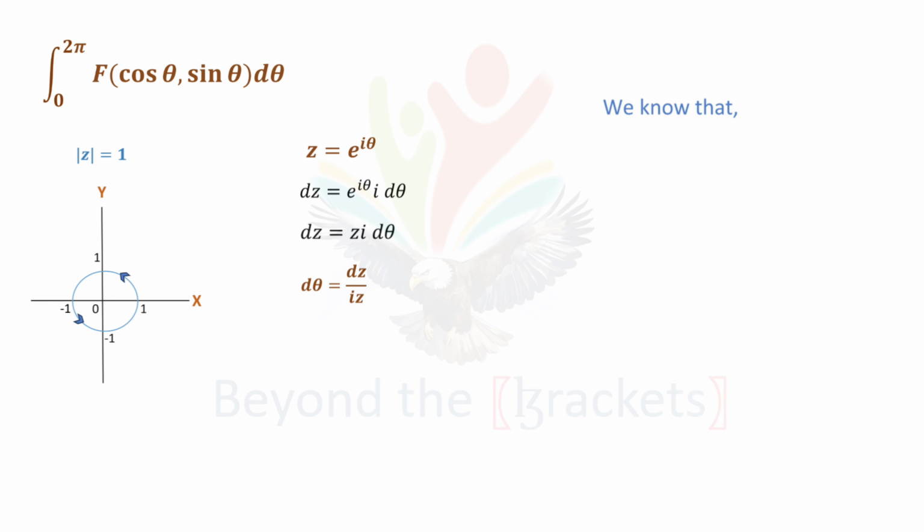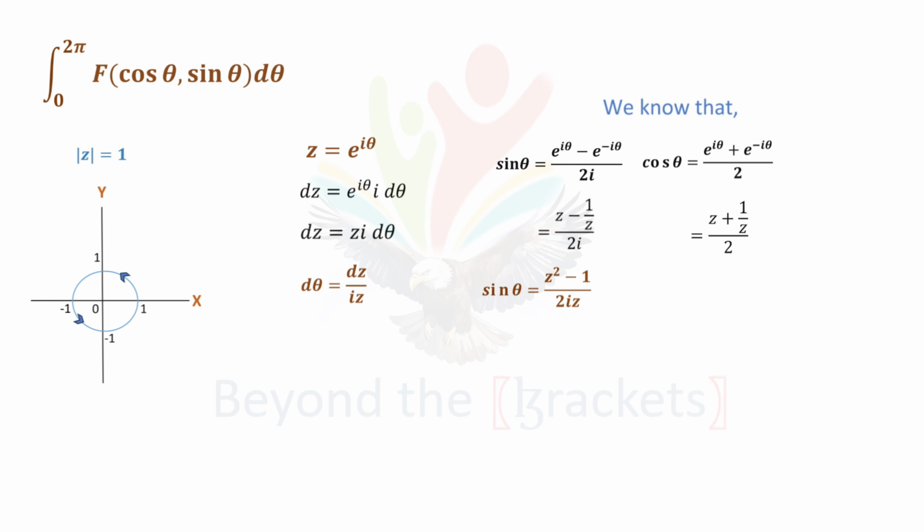We also know that sin θ = (e^(iθ) − e^(−iθ))/(2i). Here e^(iθ) is z, so e^(−iθ) will be 1/z. Simplifying using the LCM, sin θ = (z² − 1)/(2iz). Similarly, cos θ = (e^(iθ) + e^(−iθ))/2, so taking the LCM and simplifying, cos θ = (z² + 1)/(2z). These are the standard substitutions we'll use to convert the given trigonometric integral into a contour integral.